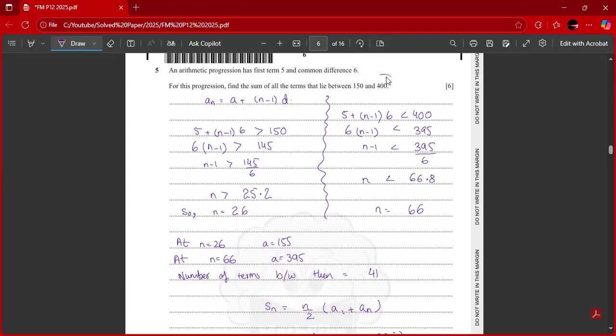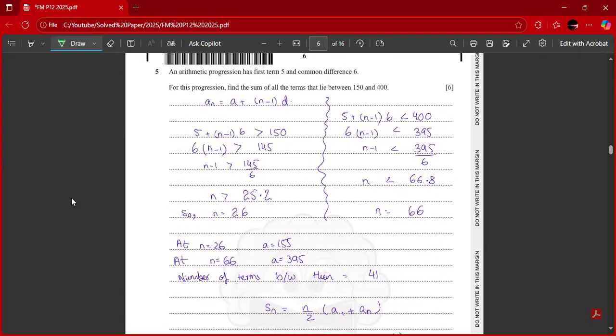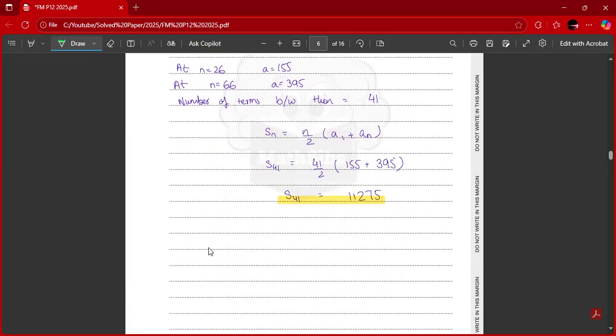So, they're saying that there's a term that is between 150. Like if I draw a number line here, 150, let's write a number line. This is my 150, this is my 400. Like all the numbers that are here in this part, we are supposed to find the sum of them.